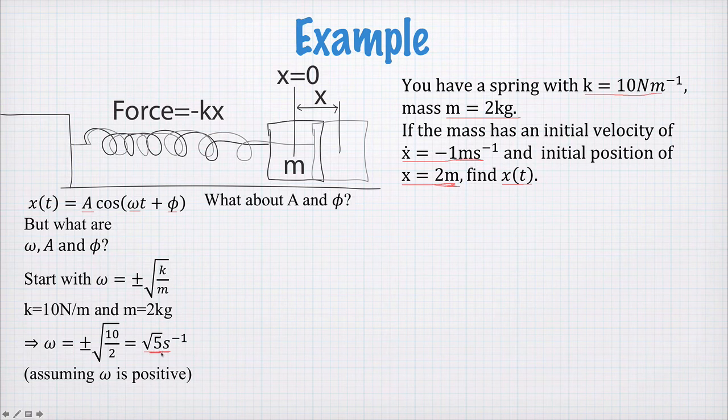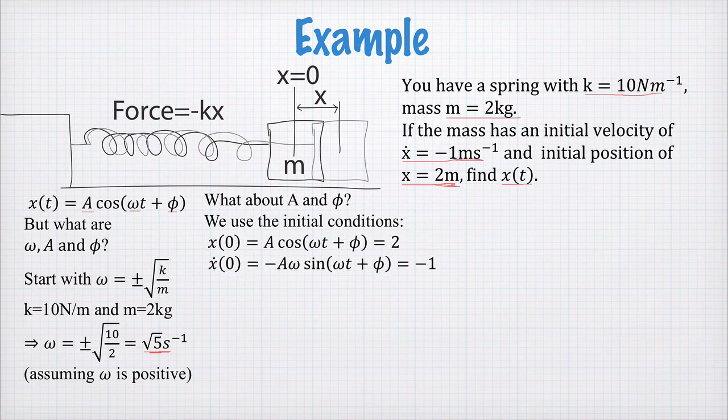Onwards to A and phi. How do we find these? Well, we use the initial conditions. So we write down equations like this and like this. This first equation here is for the position, so x at time equal to 0 is A cos(omega t plus phi), and in a moment we'll set time here equal to 0.